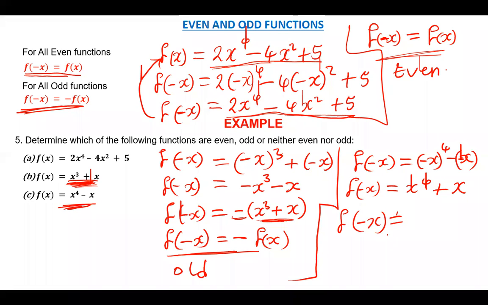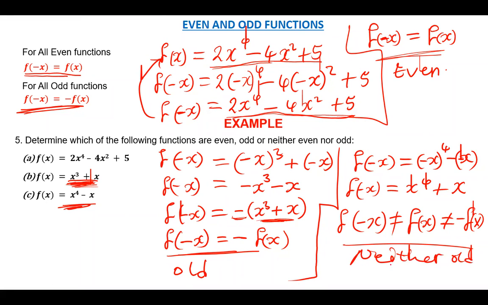It's not equal to the main function. It's also not equal to f of x. It's also not equal to negative f of x. Hence, this function is neither odd nor even.